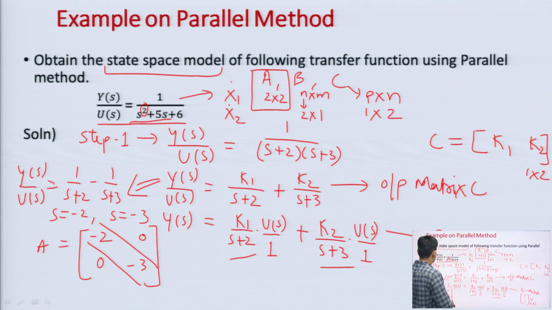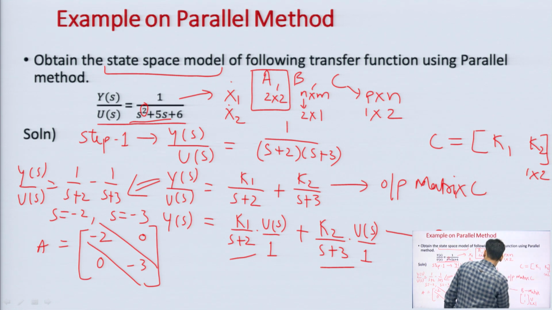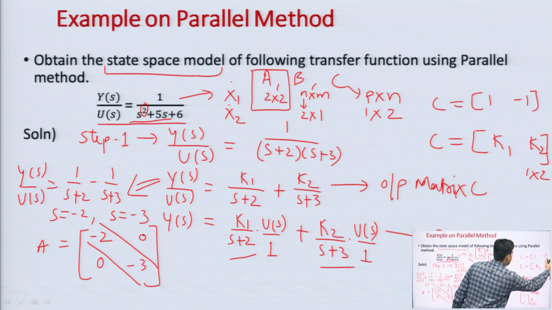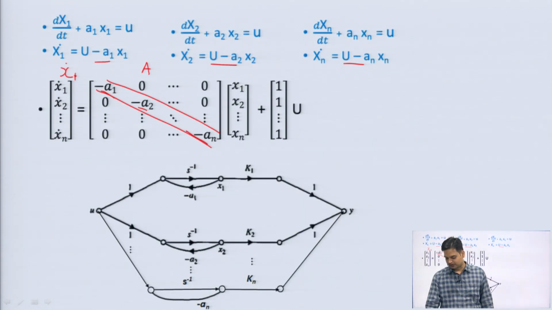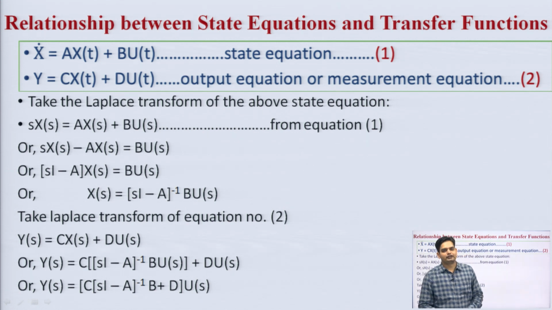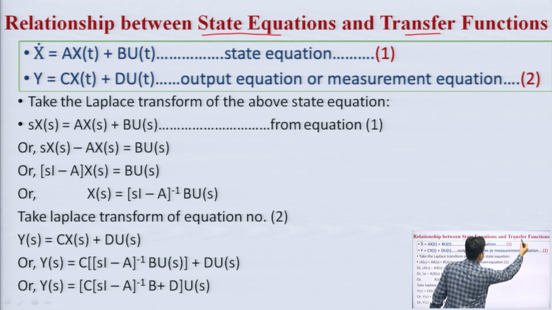So, in this way we obtain the A matrix, B and C matrix. And what would be the value of the C matrix, K1, K2? Here the K1 coefficient is 1 and K2 is minus 1. The C matrix would be given by 1 and minus 1 of order 1 cross 2, that is it. So, in this way we can represent the parallel method with the help of this model. Now, we will look at the next topic, that is the relationship between the state equation and transfer function.